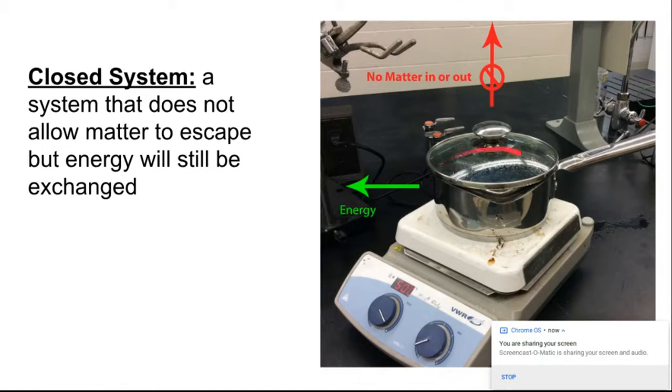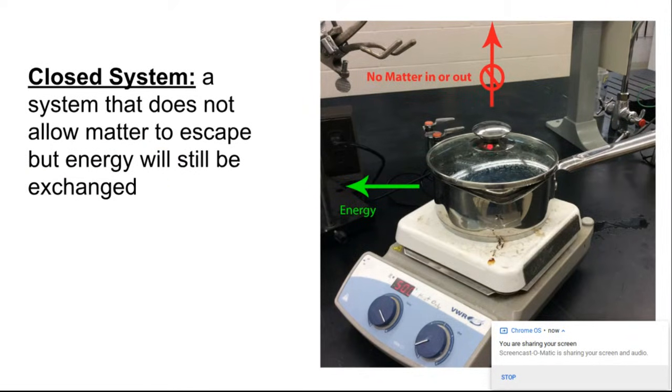So the water, the matter, can't leave this system. Okay, and the cover's on the top, so I can't just pour water right back into the system. I can't add any matter into the system because the cover's in my way. That makes this a closed system. A closed system is a system that does not allow matter to escape, but energy will still be exchanged.